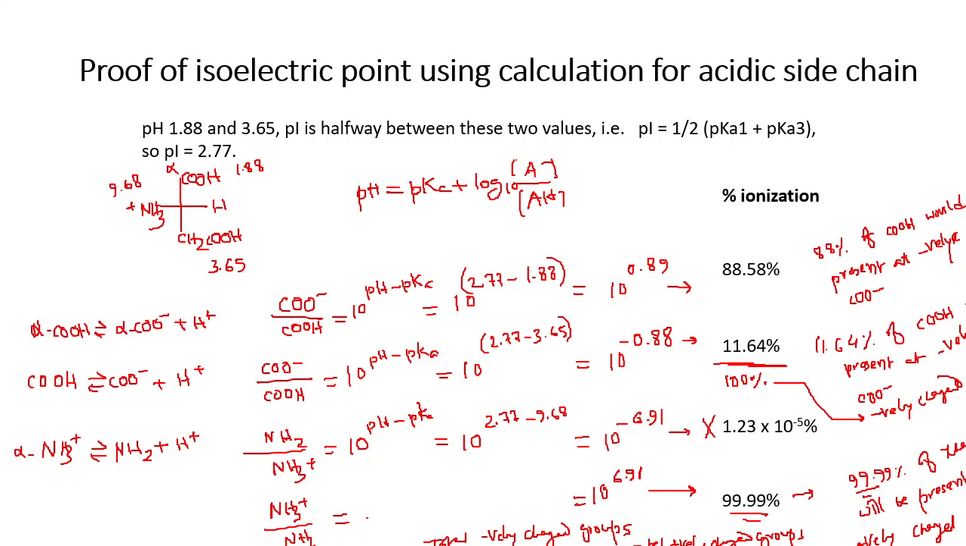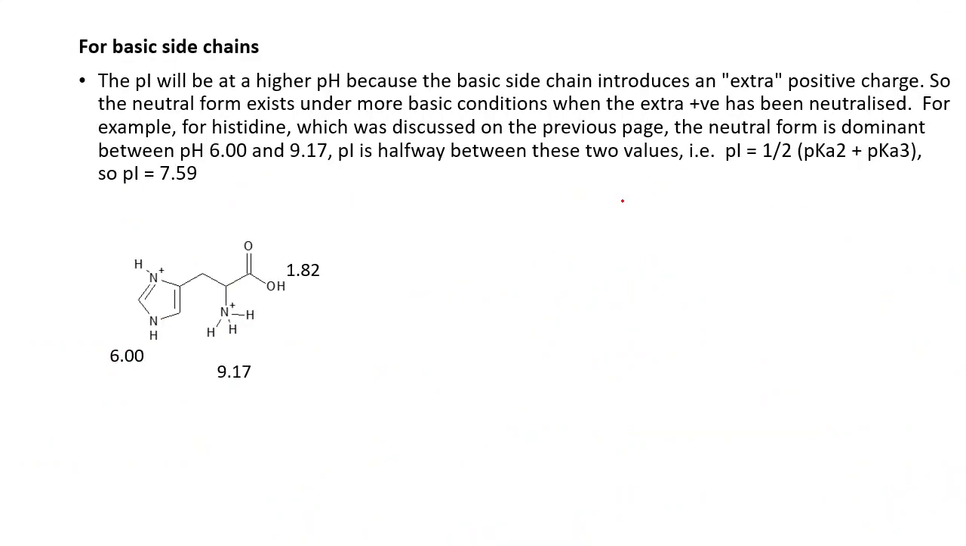Okay, so that proves the isoelectric point for the acidic side chain also. So you can do the same for the basic side chain. For the basic side chain, for example in histidine, this is the side chain here, and these are the alpha amino and alpha COOH groups. So the isoelectric point here is the average of these two, that is pKa2, which is 6, the higher one, and this one. So the average of these two would be 7.59, and you can do a similar calculation on the ionization ratio.